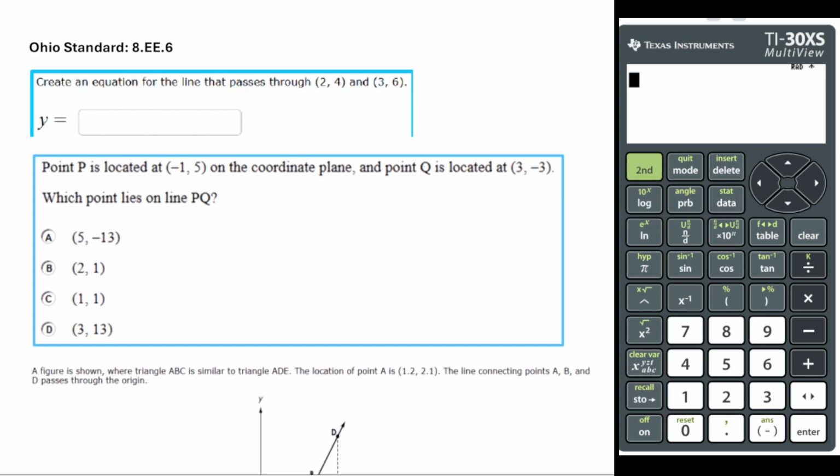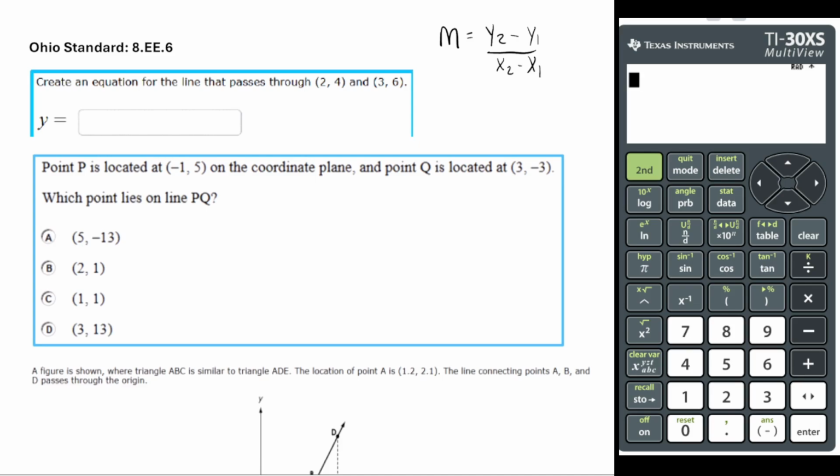Number one, create an equation for the line that passes through (2, 4) and (3, 6). So when you find slope, you want to use the slope formula. That is m equals y2 minus y1 over x2 minus x1. We refer to this as the change in y over the change in x, or the rise over the run, or the difference in y and the difference in x, however you want to do it.